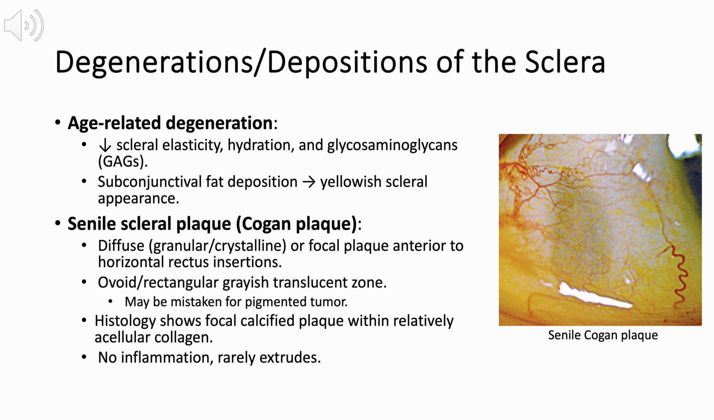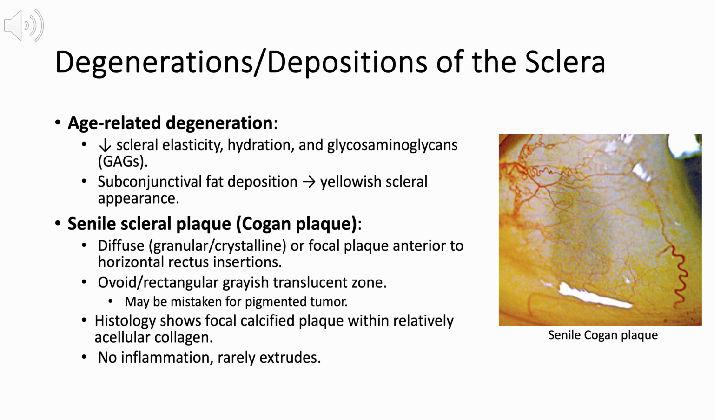A specific finding is the senile scleral plaque, also known as a Kogan plaque. This can present as either a diffuse granular or crystalline area or as a focal plaque located anterior to the horizontal rectus muscle insertions. Clinically, it appears as an ovoid or rectangular, grayish, translucent zone and may occasionally be mistaken for a pigmented tumor. This is represented by the image on the right.